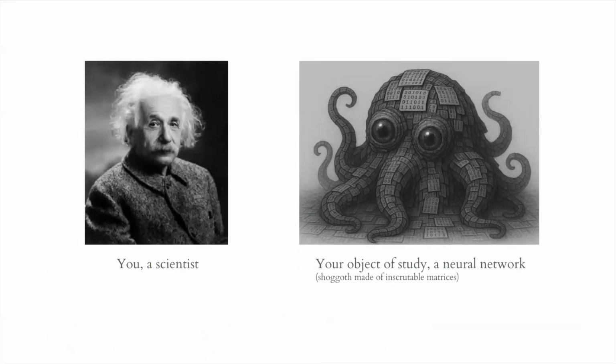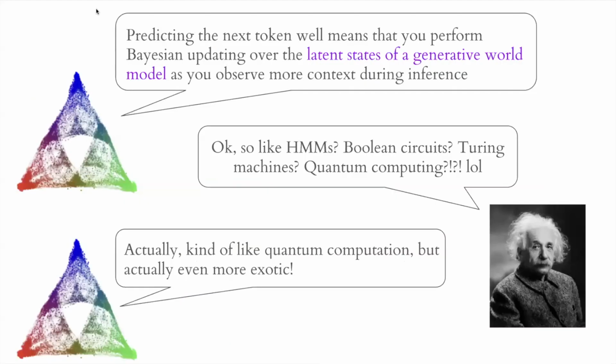Okay, now you, an esteemed scientist, are listening to all this, thinking through it, and your object of study, this inscrutable set of matrices that we call a neural network, maybe is giving way to interpretability. Okay. So you're thinking now that Simplex has been saying, okay, predicting the next token well means that you perform Bayesian updating over the latent states of a generative world model as you observe more context during inference. You're thinking, okay, I'm getting this.